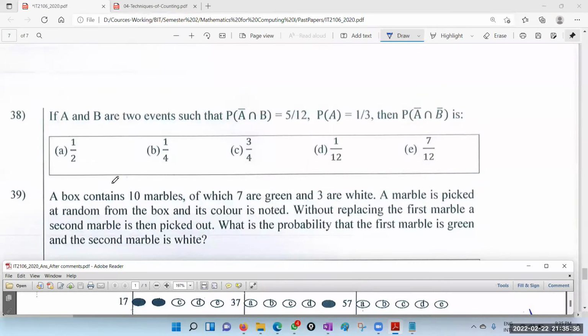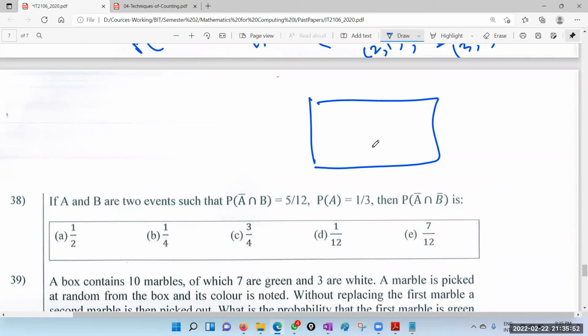Right, 38. If A and B are two events such that... this kind of question is very easy to do using a Venn diagram. Whenever I see this kind of question, I will always go for a Venn diagram. It's the easiest way rather than using rules. So this one says 1 over 2, and this one is 1 over 3. I will write this also as 12, because I need a universal set.